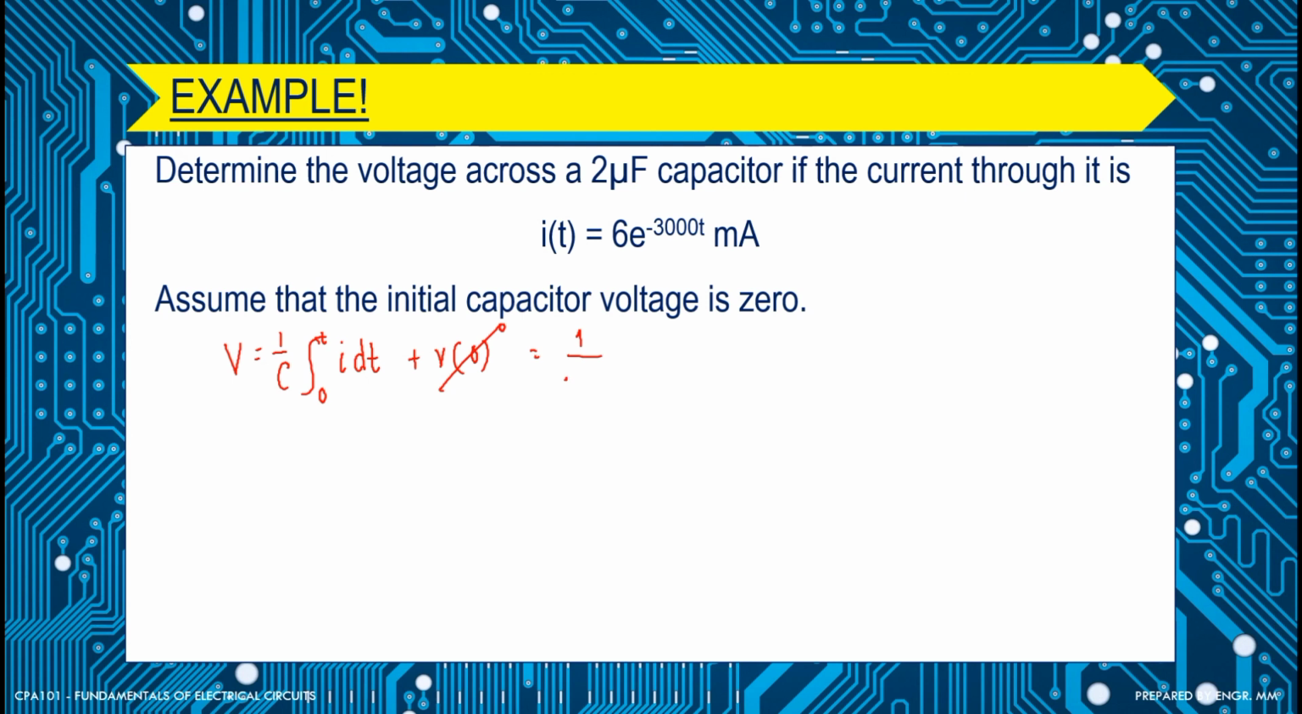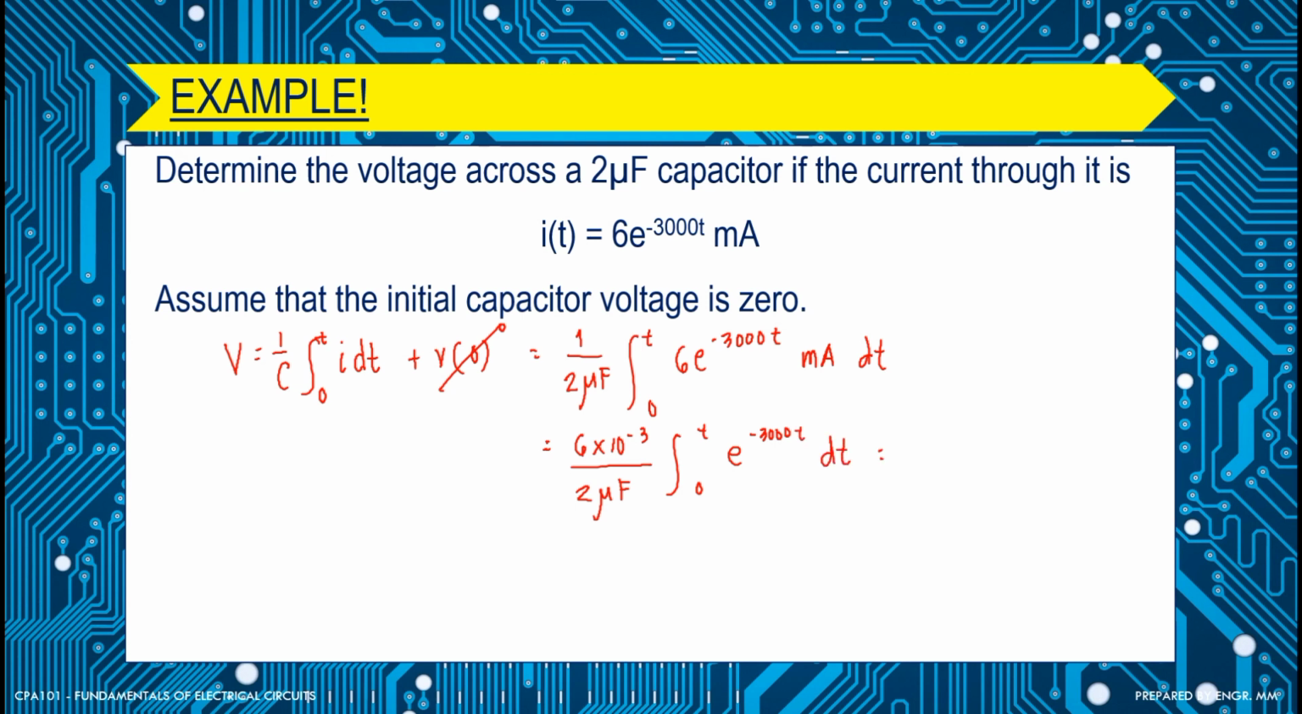Okay, so let's substitute the given. Our capacitance is 2 microfarad. Integral of 6e^(-3000t), then we have here the unit milliamps, and dt from 0 to t. So let's just put the 6 milliampere separately. Let's write 6 times 10^(-3) over 2 microfarad, then integral of e^(-3000t) dt.